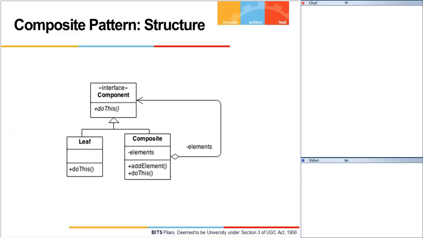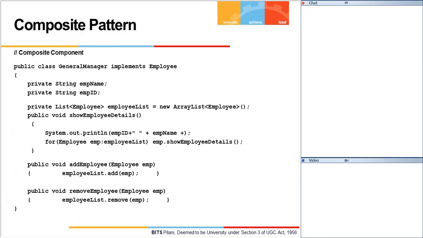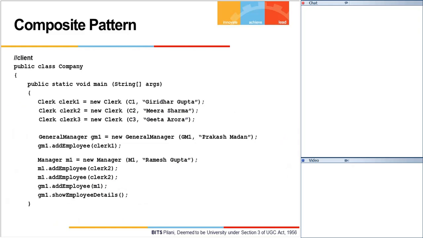Let me go back to the client participant and let's see what it is doing. Okay, so the client is creating three atomic objects which are clerks, right? Then it creates a general manager, right? In that tree, if you remember, the general manager had a manager inside it and a clerk who was acting as a personal assistant. So to this general manager, I add clerk 1, add employee. Then I create another manager, right? And this manager had two clerks inside it, so clerk 2 and clerk 3, sorry, this should be clerk 3. So clerk 2 and clerk 3 are added to this particular manager. And then this particular manager, M1, is now added to the general manager, GM1, right?